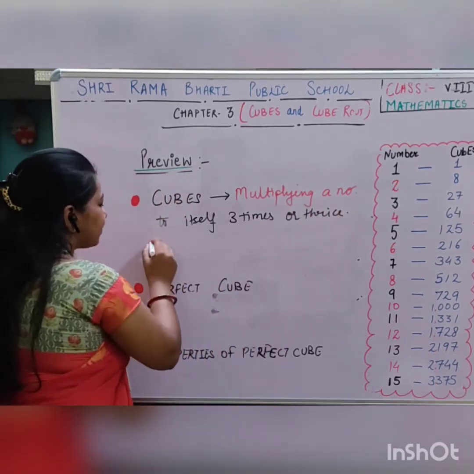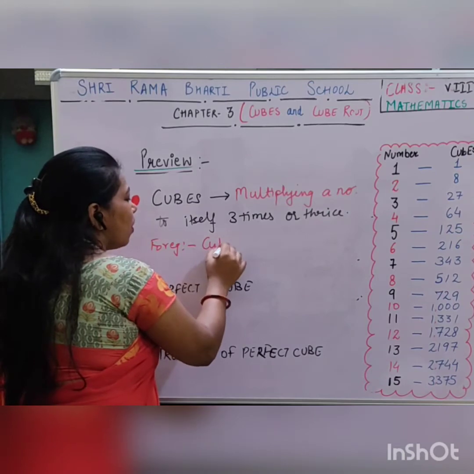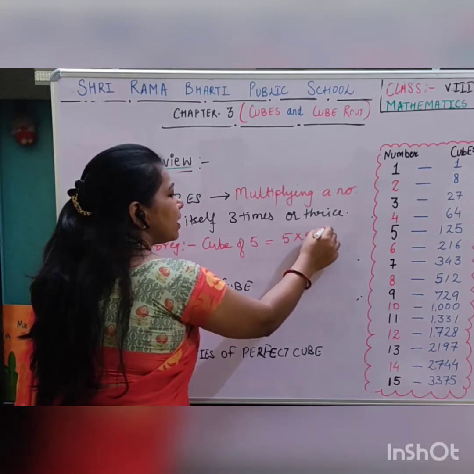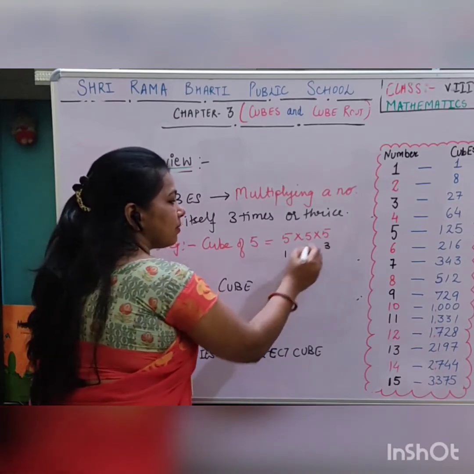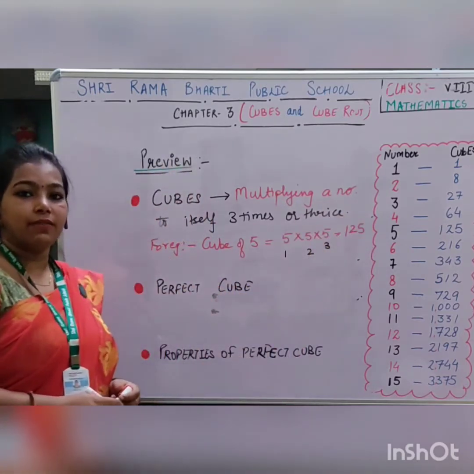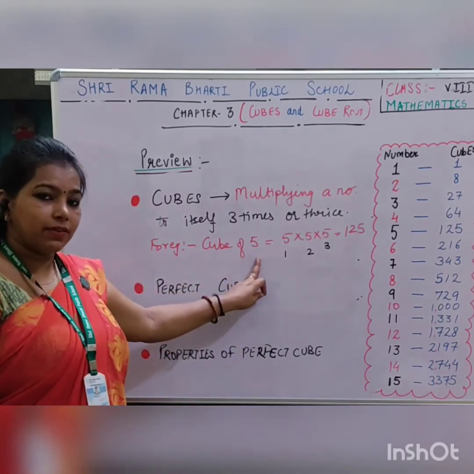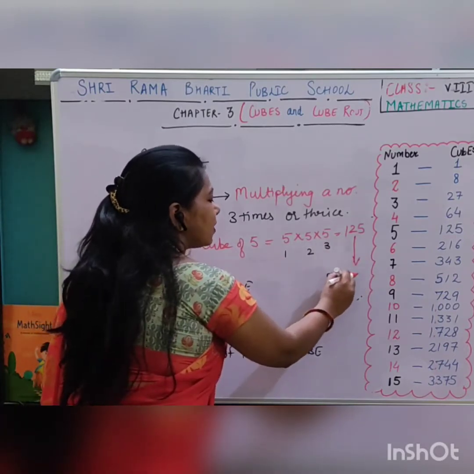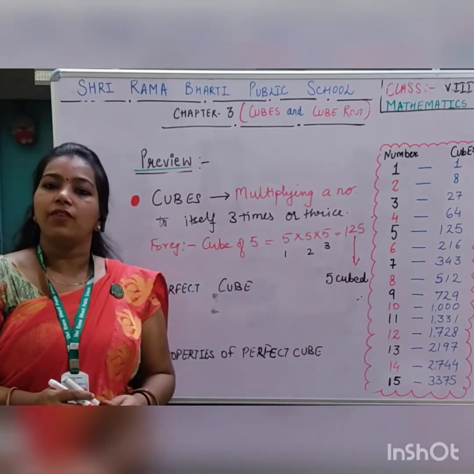For example, if I say cube of 5, it means we will multiply 5 to itself 3 times, right? 1 time, 2 time, 3 time. And what will it give us? It will give us 125. So here we can say 125 is a cube of 5, or we can say 125 is 5 cubed. By this method, we can find the cube of any number.